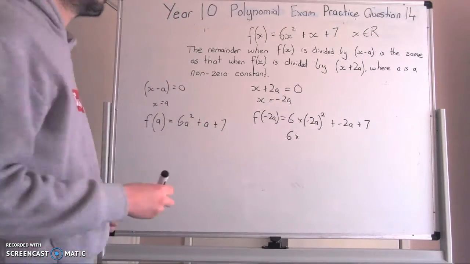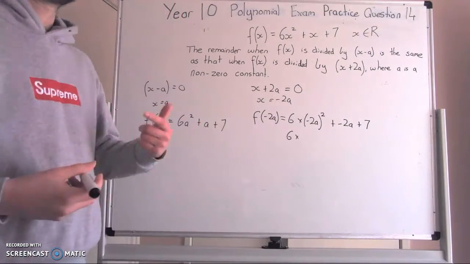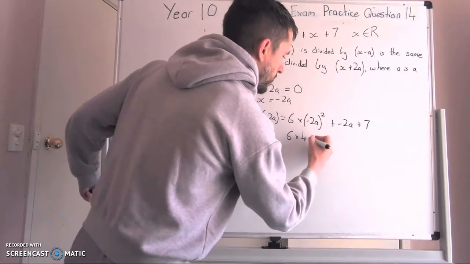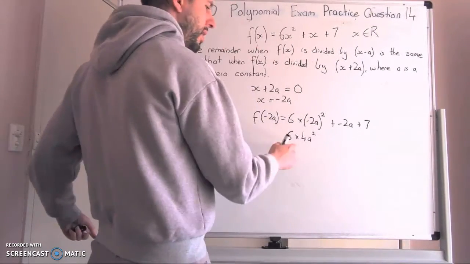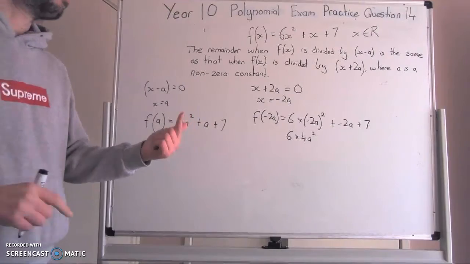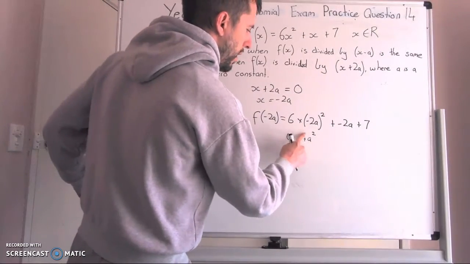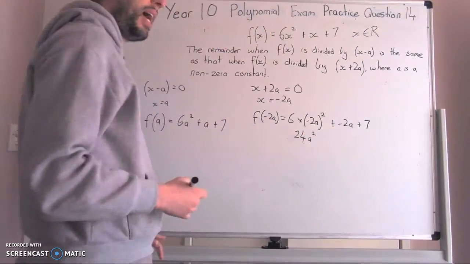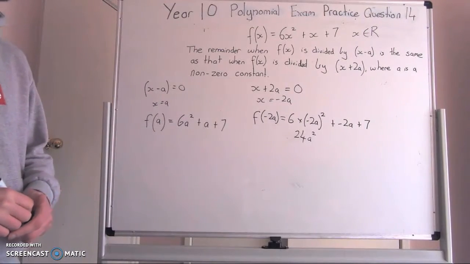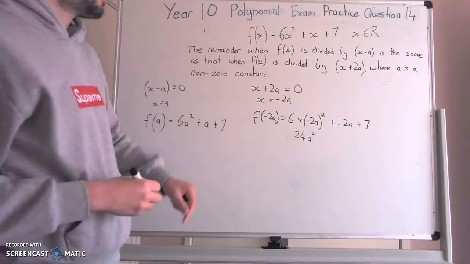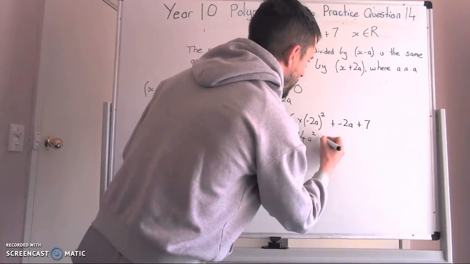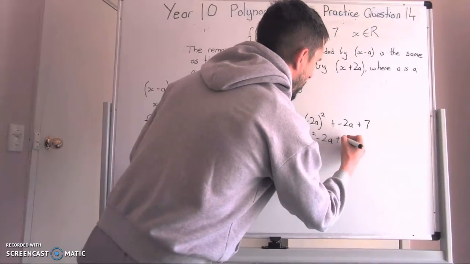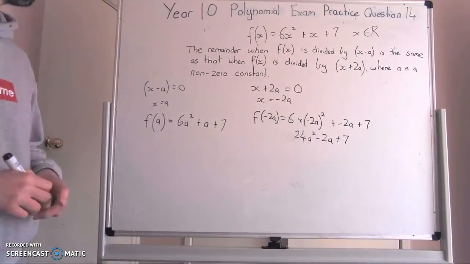So negative 2 squared, well, negative 2 times negative 2 is 4. a times a is a squared. 6 times 4 is 6, 12, 18, 24. So I can rub that out, and I'll change that to 24a squared. Then I've got the next part where I am adding a negative, so I'm taking away 2a, and I have plus 7.